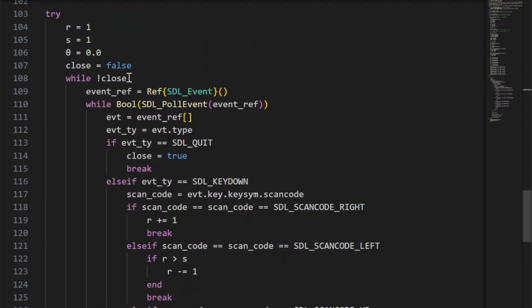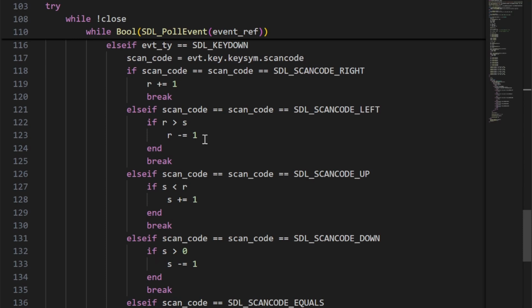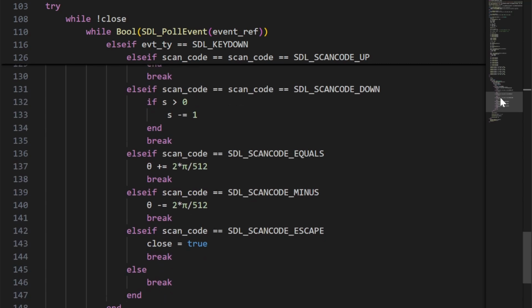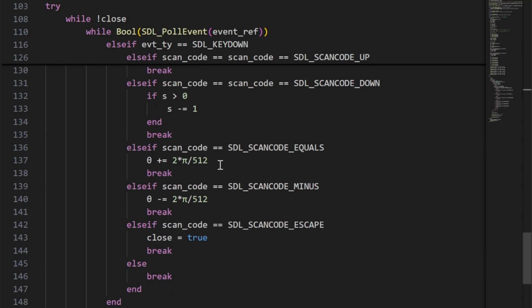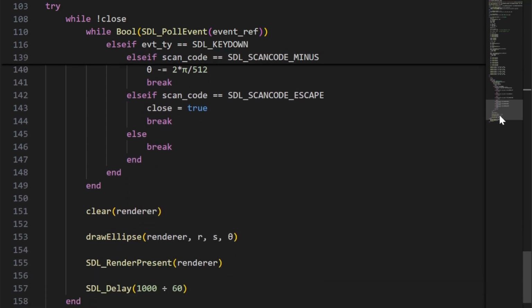And in the main program, I just now have an R, an S, and a theta value. And now when I press certain keys on the keyboard, I can change these R and S values, or I can change the rotation angle theta. So I've made it so that you can do it in steps of 1/512th of a full circle. So that's a fairly small rotation step, and basically if you press keys you should be able to rotate all the way around. The rest of it's pretty much the same.